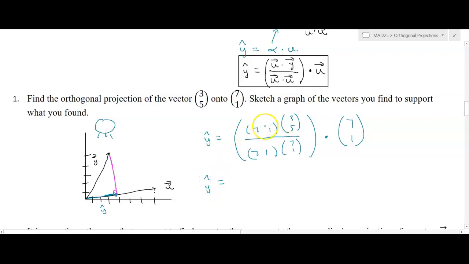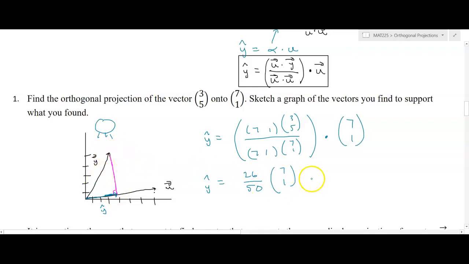We're going to have 7 times 3 is 21, plus 5 is 26. This will be 49 plus 1 is 50. So 26/50ths of the 7, 1 vector. So basically we have to cut that u vector basically in half to be able to have that new vector land as the projection, the shadow, of the vector y.